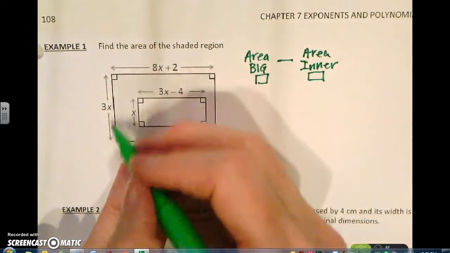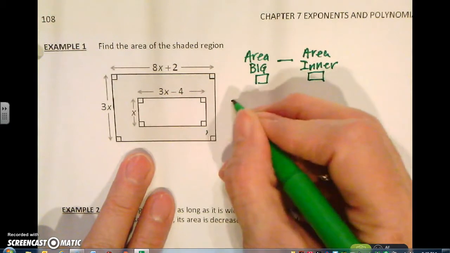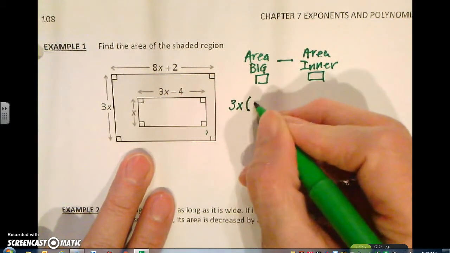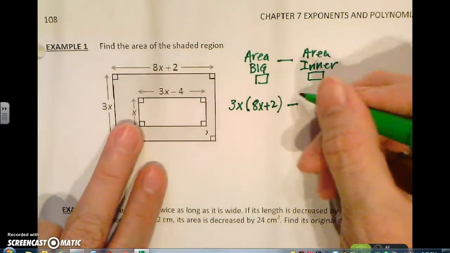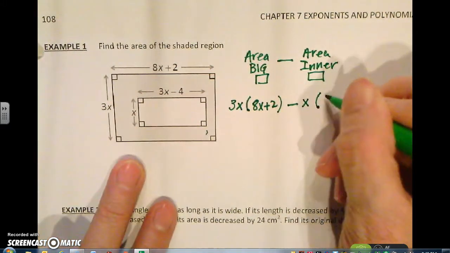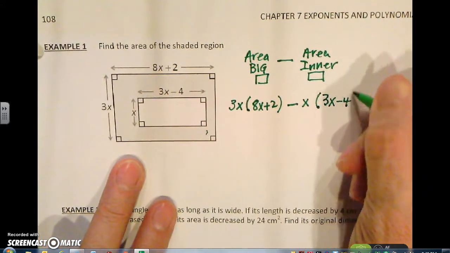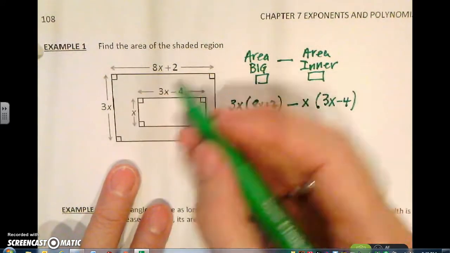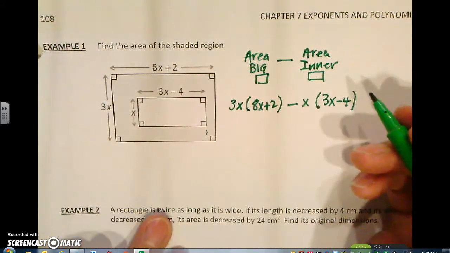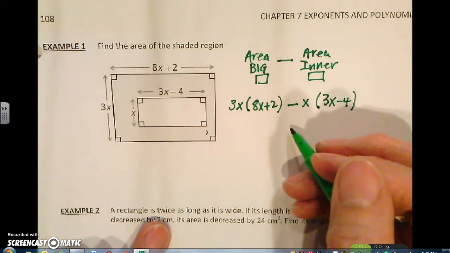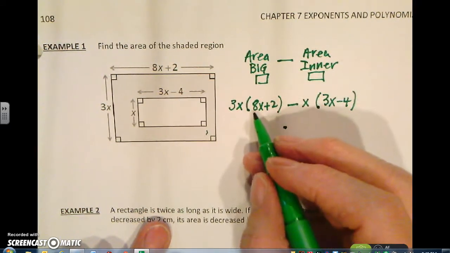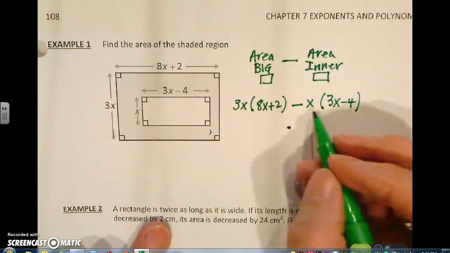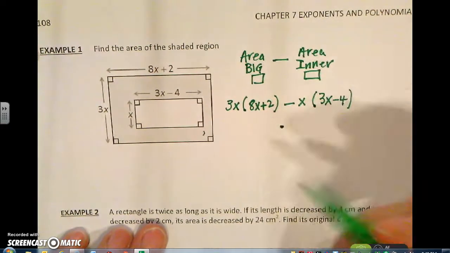All right, so the area is length times width, so that's going to be 3x times 8x plus 2, subtract x times 3x minus 4. So that was my length times width and length times width. And that's going to represent the area of the shaded region. Now, I want to simplify that as well and combine like terms. So simplify is going to mean to eliminate the parentheses and then combine like terms.